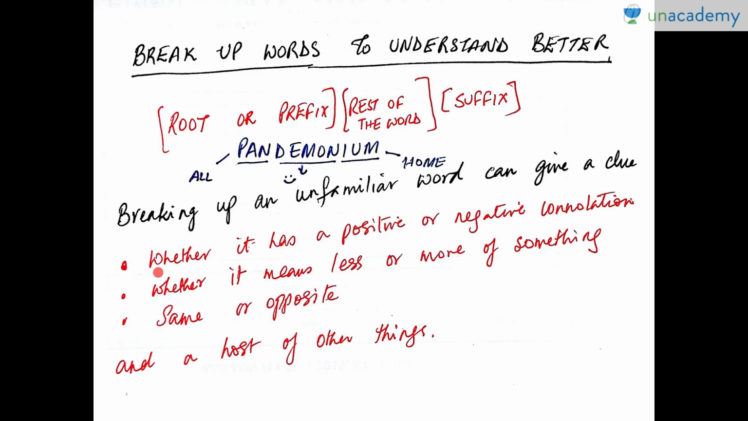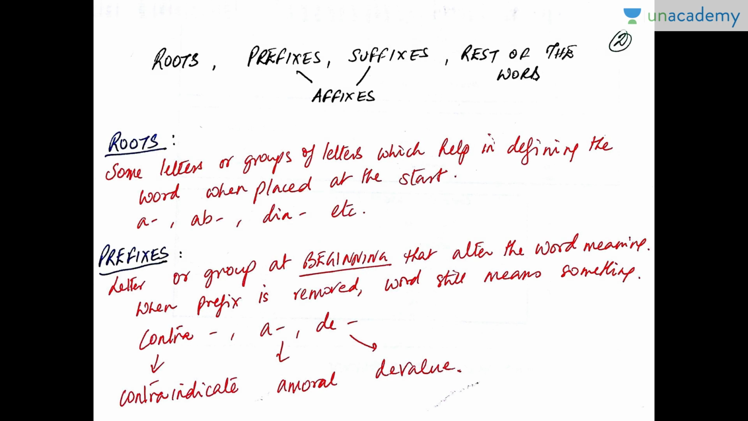This is a very useful technique for you to know whether a word has a positive or negative connotation, whether it means less or more of something, whether it means the same or the opposite, besides a host of other things. There are three ways a word can be broken up. One is roots and prefixes, which are the start of the word. Then there is the middle, the stem of the word, and then suffixes come at the end. Prefixes and suffixes together are often known as affixes.